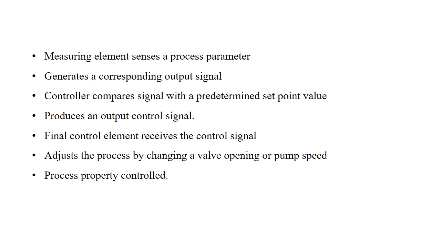So, in a control loop, during the feedback control, the measuring element senses a process property and generates a corresponding output signal. The controller compares this signal with the predetermined set point value and produces an output control signal. The final control element receives the control signal and adjusts the process by changing a valve opening or a pump speed and causes the process property to be controlled.